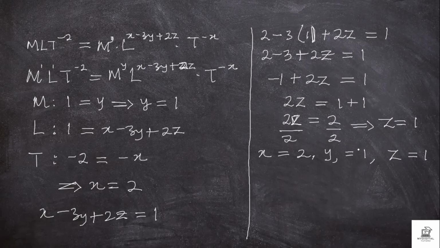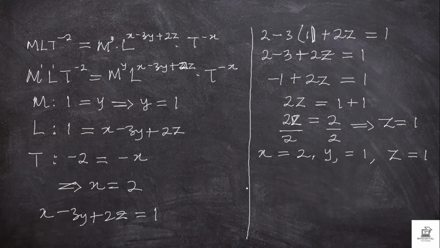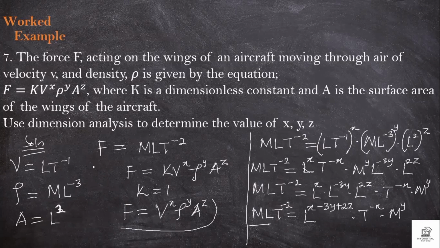Sometimes the question might ask you to give the expression like what we did in question 6. So in order to give the expression, we now come back to our initial formula, and substitute the values of x, y, z. Our initial formula is that F is equal to K. I mean this initial formula, yeah, initial formula here.